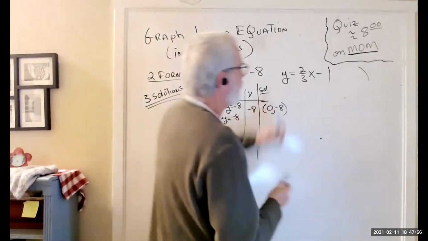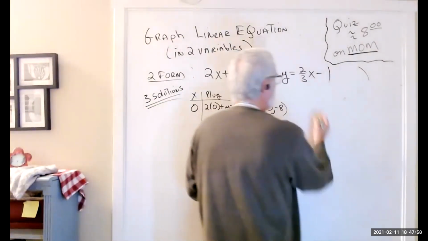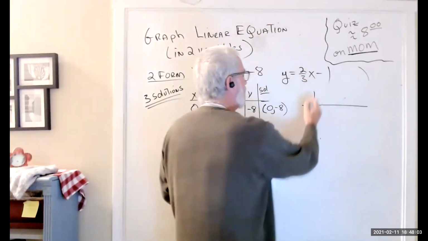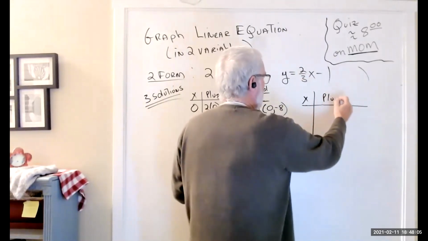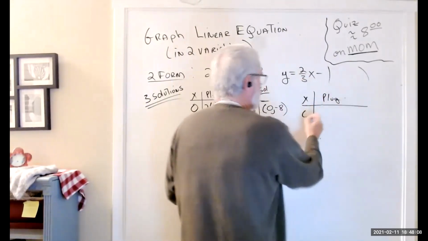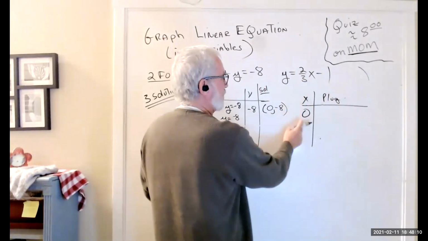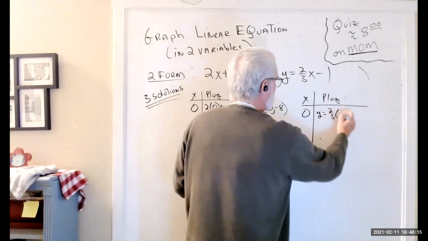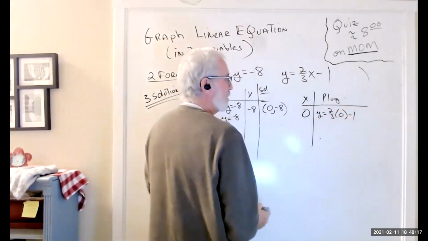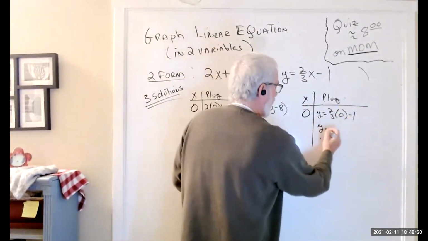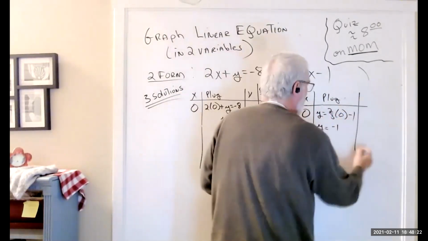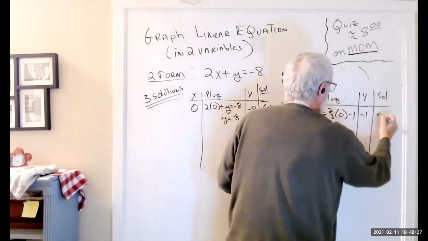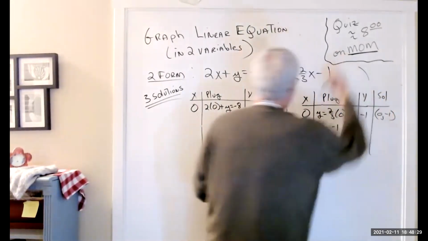Okay, this one, I would like to encourage you in a minute where I'm going to stop. Going over to this one, pick an x, plug it in. X is 0 again. Okay, that would be a good one. So you'll have y equals 2/3 times 0 minus 1. So that's y equals -1. And your solution here would be 0, -1 for this problem.